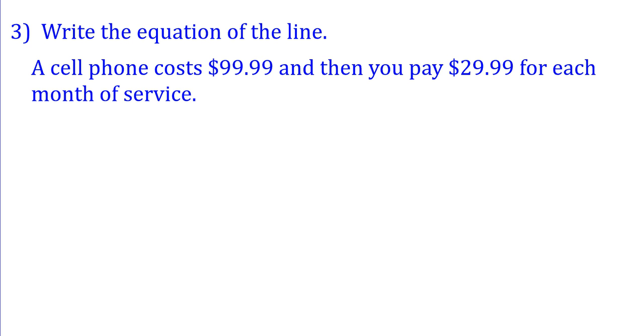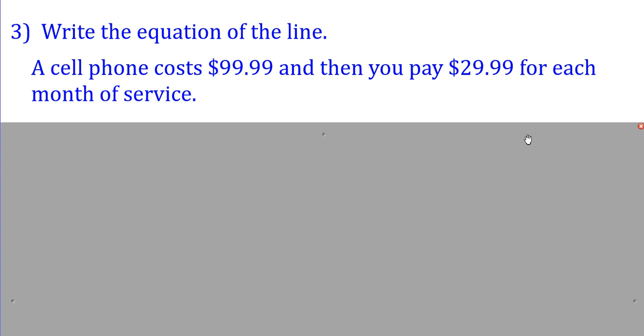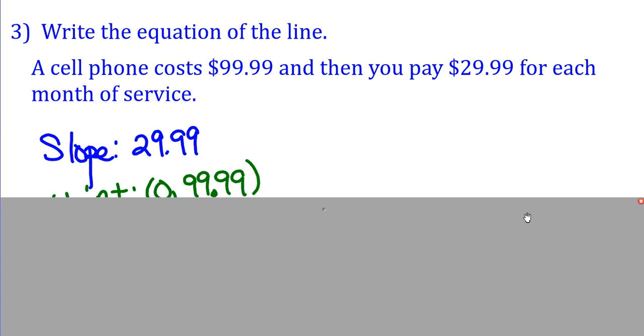All right, let's take a look at another scenario. Could you write the equation of the line based on these givens? A cell phone costs $99.99, and then you pay $29.99 for each month of service. What would that equation look like? Well, what do we know about the problem? The cell phone itself costs $99.99, so that would represent your y-intercept, your starting point. Then you pay $29.99 for each month. That would be your rate of change, so that is your slope.